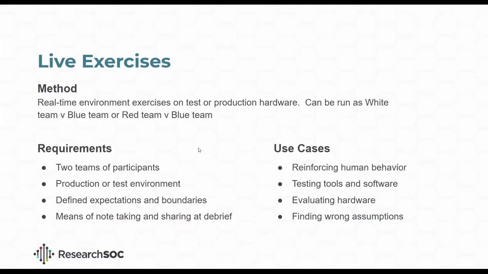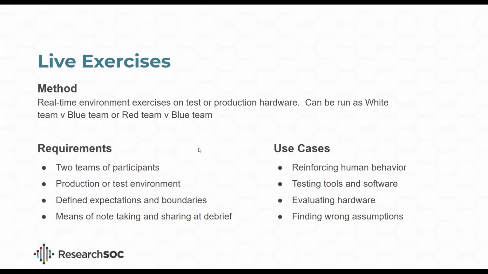What you're going to need for a live exercise is at least 2 teams of participants: red versus blue, red versus white, white versus blue, purple versus purple. Just whatever you're trying to test will determine what teams you're going to have. You're going to need some sort of environment to run these tests in.